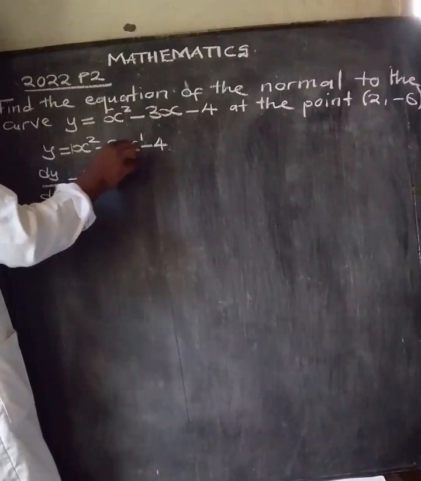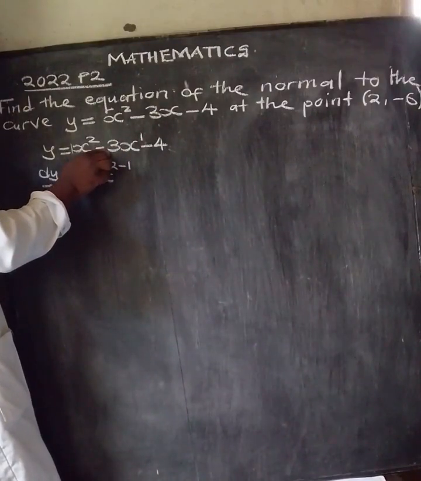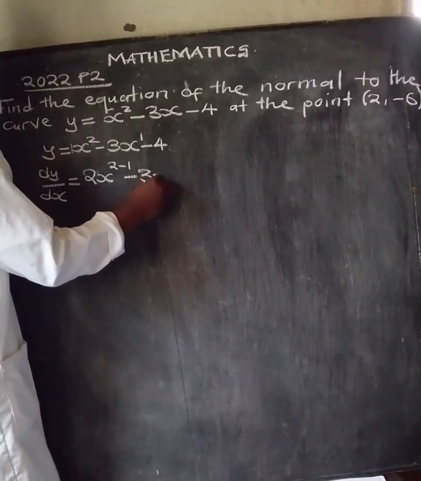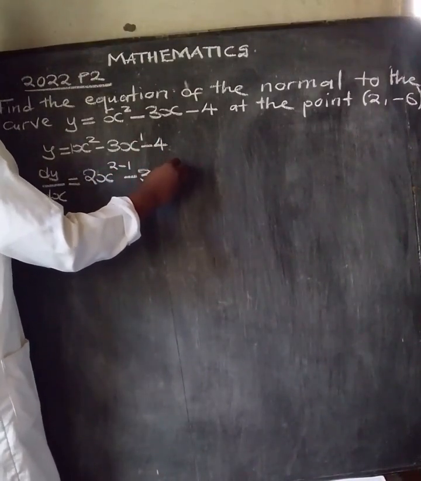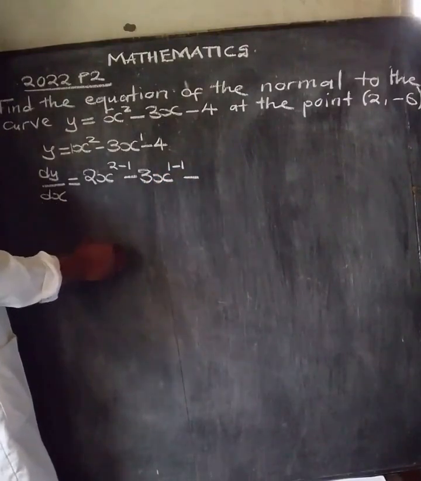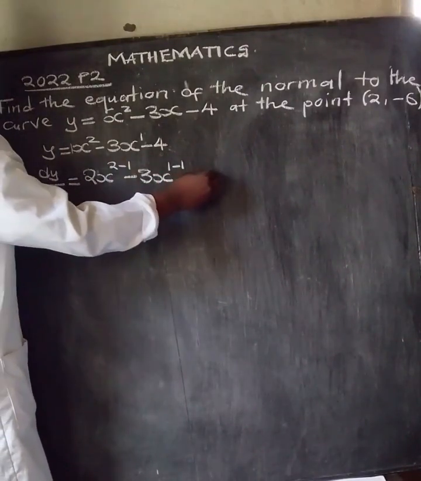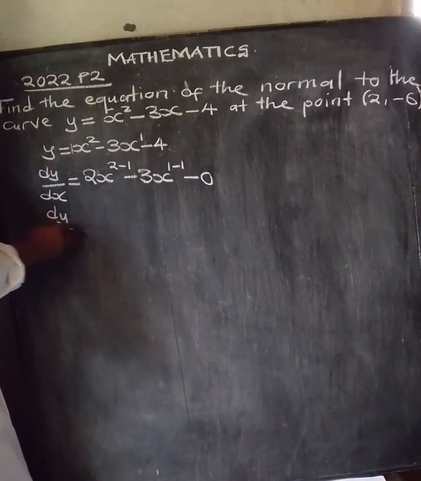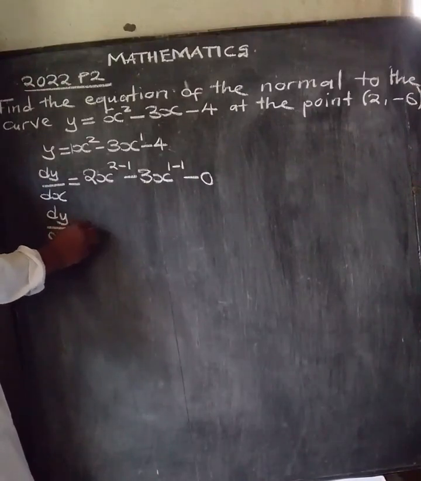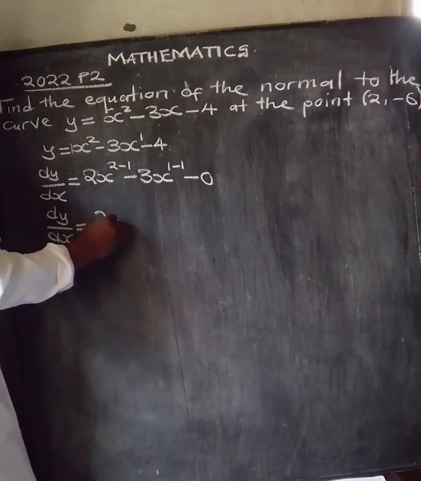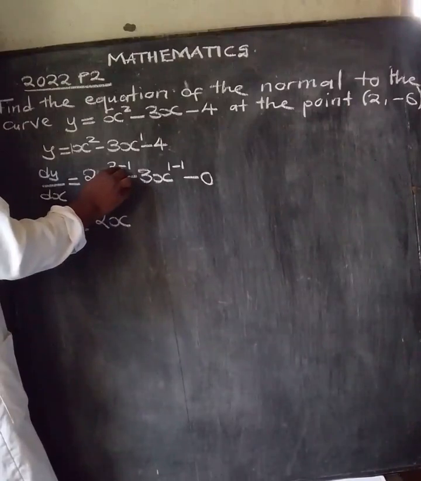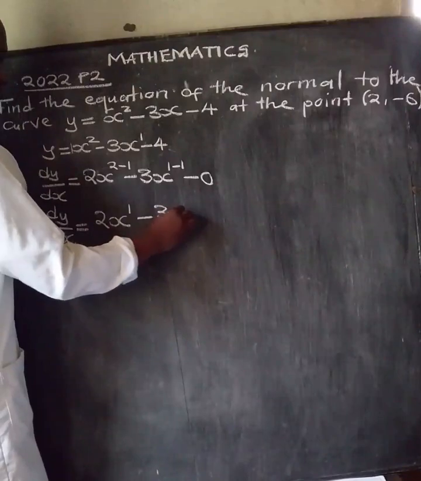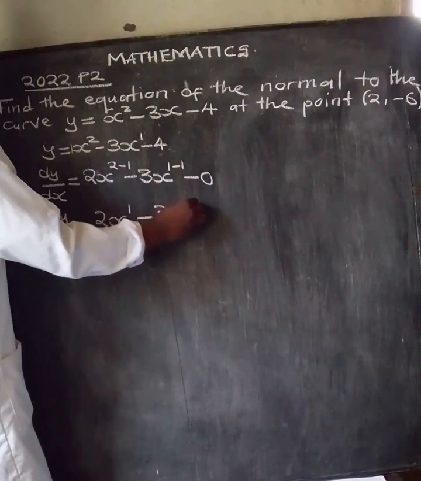Then in this case, the power is 1. So when you multiply the power by the coefficient, which is negative 3, you have 1 times negative 3, you get negative 3x. Now this power is 1, so we subtract 1. Then minus, remember, differentiating a constant number is 0. Then we can move on and say dy over dx is equal to 2x to the power 2 minus 1, you get 1, minus 3x to the power 1 minus 1, you get 0.